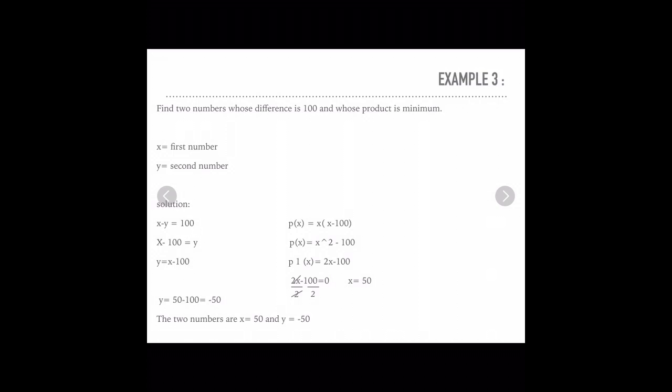So, lipat na po tayo sa example number 4. Example number 4, yung tanong po dun is, find two positive numbers whose product is 100 and whose sum is a minimum. So, sa solution, gagamitin po natin is P equals to X and Y and S equals to X plus Y.